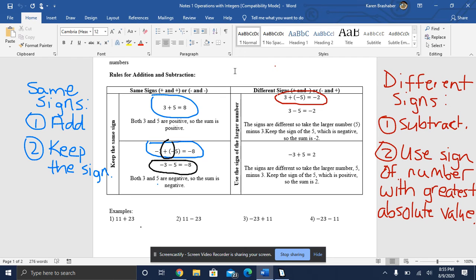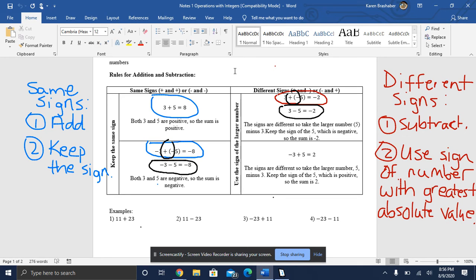And here again, we had that issue where we had a double sign of plus minus. We want to rewrite that as just minus. So 3 minus 5 is negative 2. Those are the exact same problems.